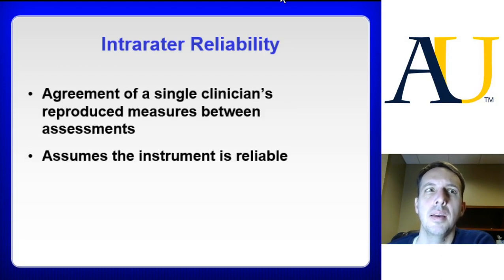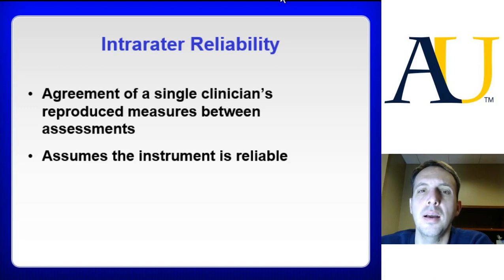Intra-rater reliability has to do with the procedure and the reproducibility of the procedure within a singular person. Is the same person able to get the same result multiple times? This obviously assumes that the test-retest reliability of the instrument is accurate. So does the instrument get the same result time after time? That is test-retest reliability. If the tester gets the same result time after time, that would be intra-rater reliability.